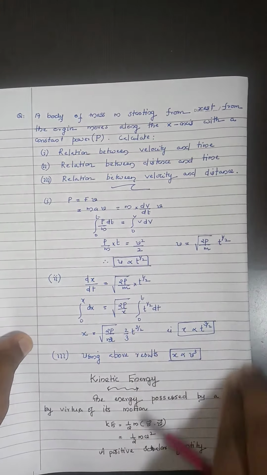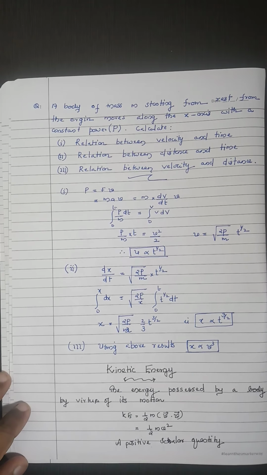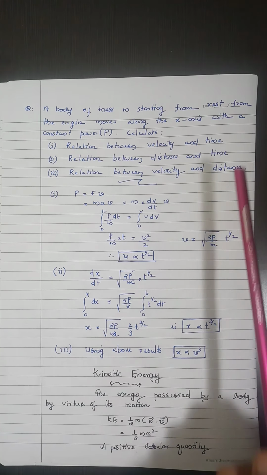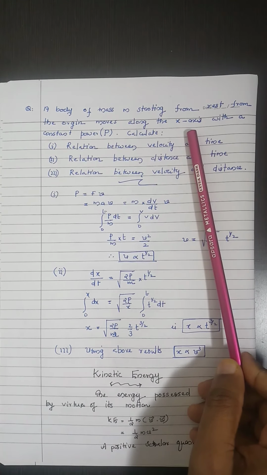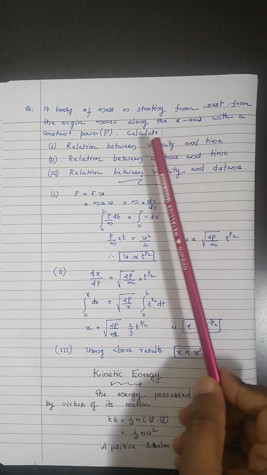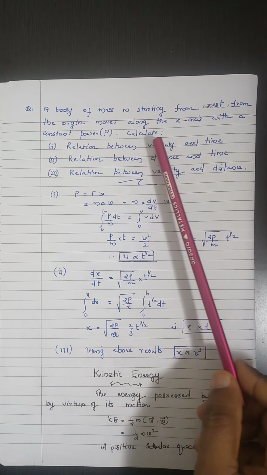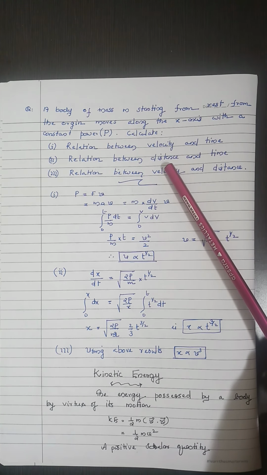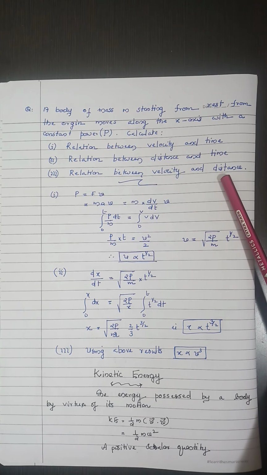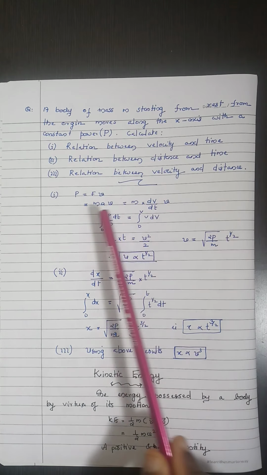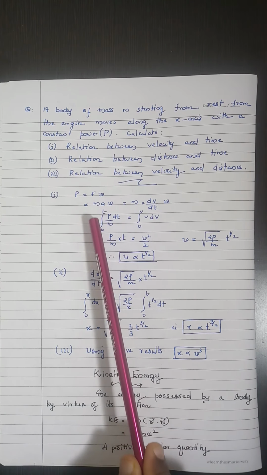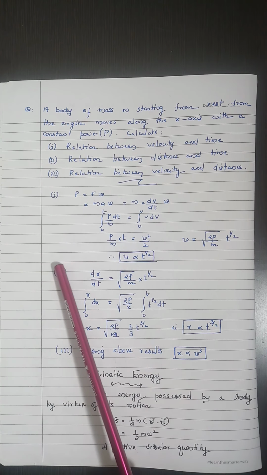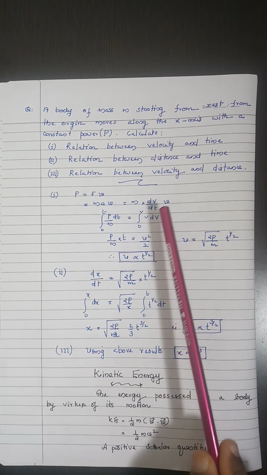Different previous year question papers together here. A body of mass m, starting from rest from the origin, moves along the x-axis with a constant power. Calculate the relation between velocity and time, distance and time, and velocity and distance. So look here, we know the power is equal to F into v. F can be written as m into a. a is nothing but dv by dt into v.